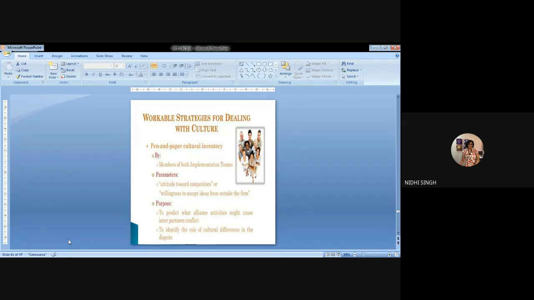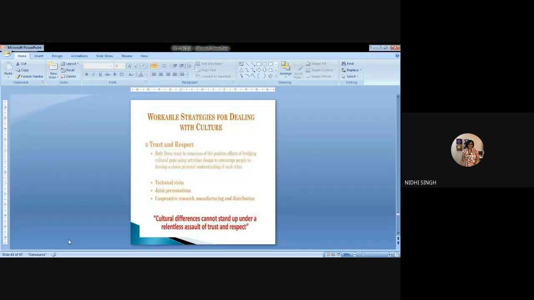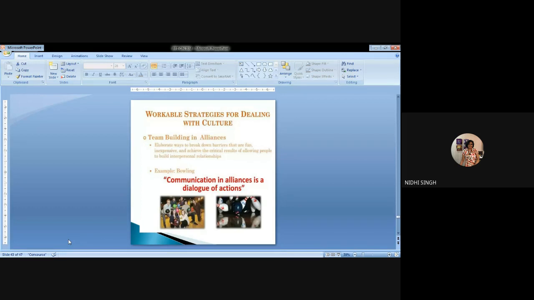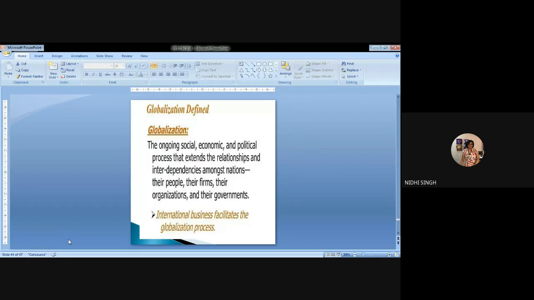Okay, it's not that you cannot keep friendly relations with competitors. The friendly relation helps to know how they are moving with the change in the technology. The purpose of this is to predict what alliance activities might cause inter-partner conflict and identify the role of cultural difference in dispute. If there is any dispute, it helps in identifying trust and respect. Team building is also there, it is necessary.